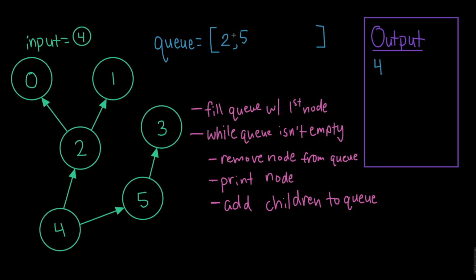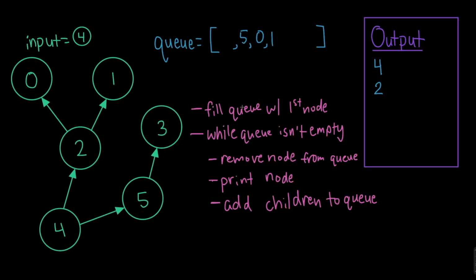We say, all right, remove 1 node from the queue. So we pull out this 2 node here, and we're going to do 2 things. We're going to print it and add its children to the queue. So let's print it. We have a 4, now we have a 2. And then we've got to add its children, which are 0 and 1, to the queue. So we come here, we add 0, we add 1.